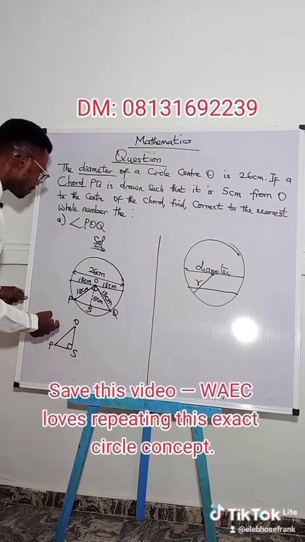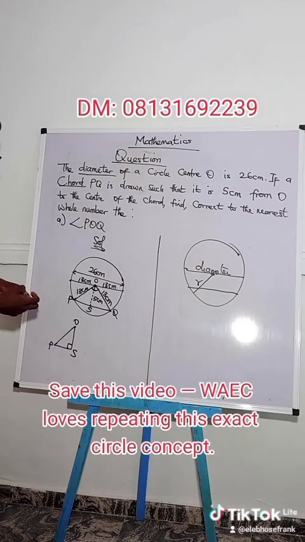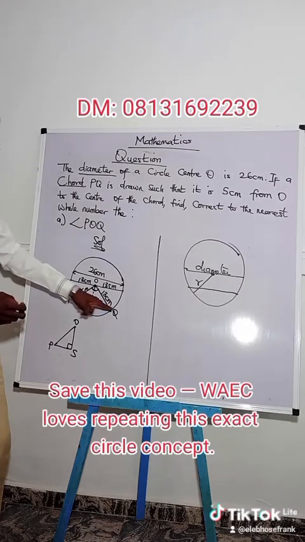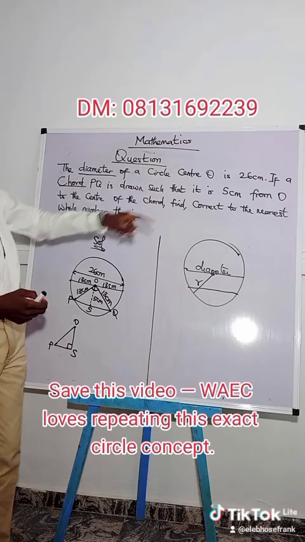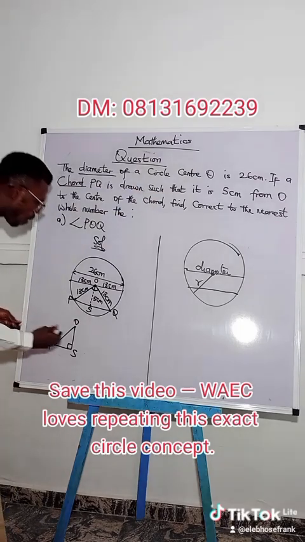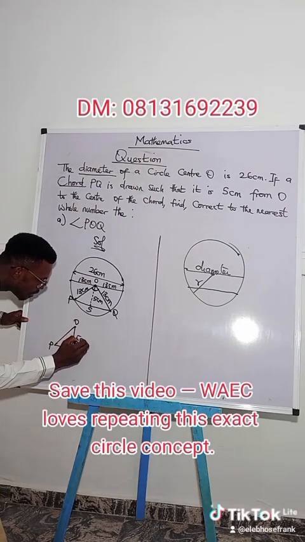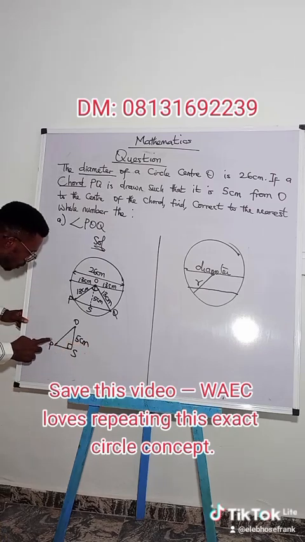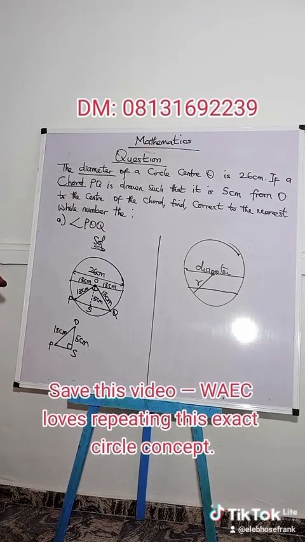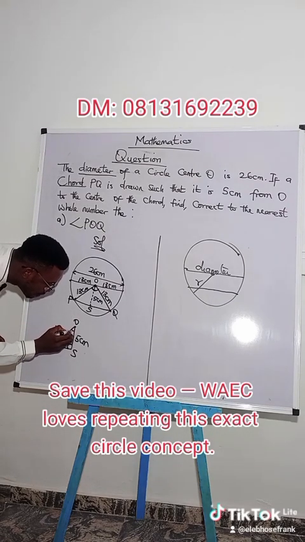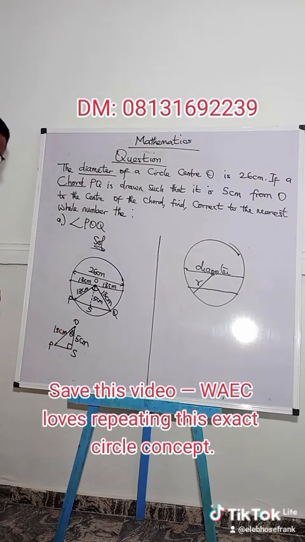Now this is what I'm to look for. But watch, we are told that PQ is drawn so that it's 5 cm from O. Now I know that this is 5. My OS is 5. I also know that PO is 13 cm. So I know this side and I know this side, but this angle is what I'm looking for. Let's call this angle theta.